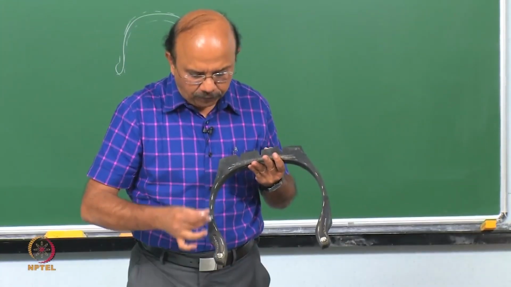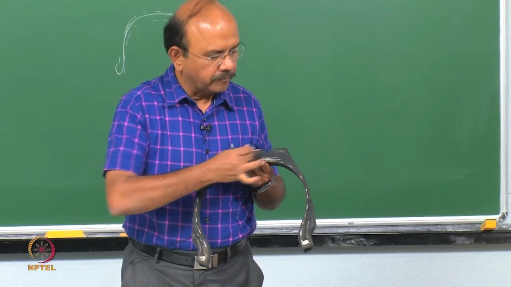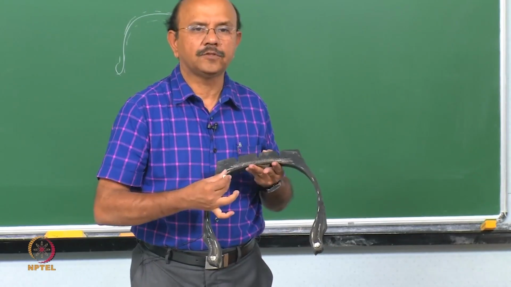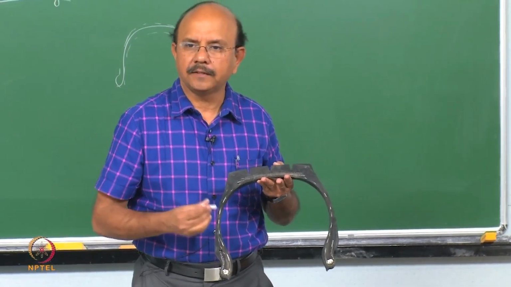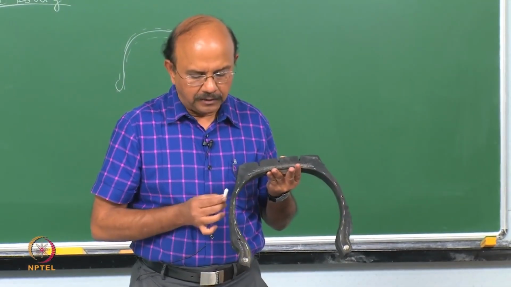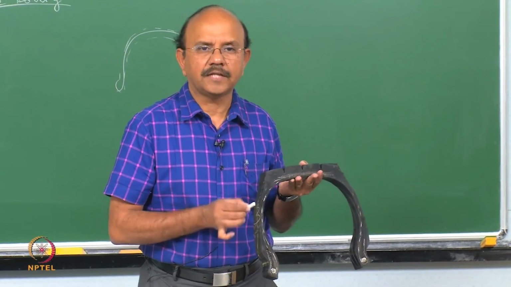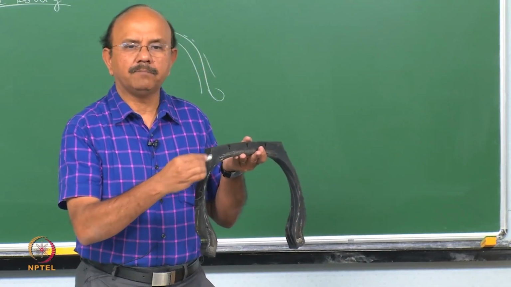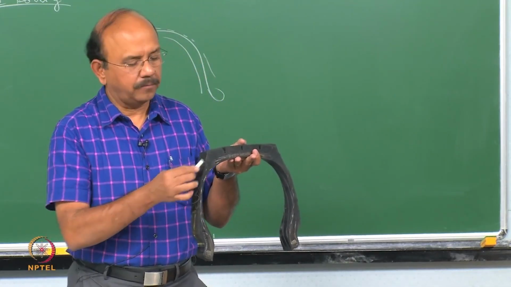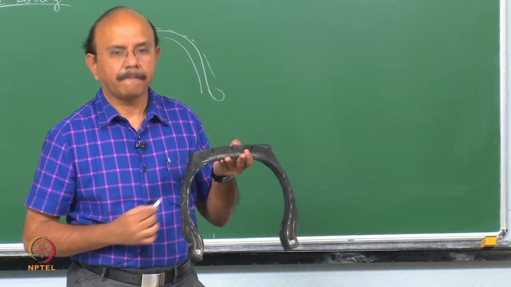So there is a reinforcement for us, as far as we are concerned. There is a steel reinforcement, which is protected on either side by rubber, and this side is what is called the sidewall. This region of the tire is what you call the buttress of the tire.